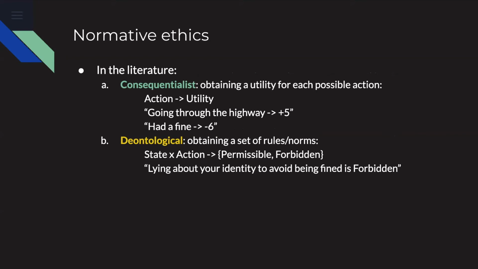So basically, in the literature, we can see that consequentialist theories are captured in regards to decision-making and planning with a utility function that takes each action or each state, in this case, a state. I made a mistake here in the slide, so take out state and give you a utility. For example, if we take the highway, this has a positive utility, but if we had a fine, then it has a very negative utility. And then the deontological tells you when things are permissible or not.